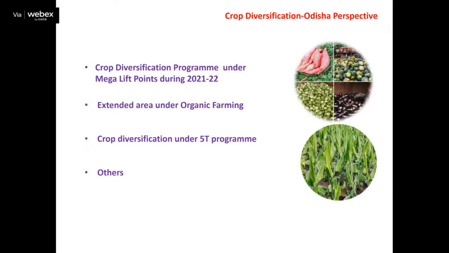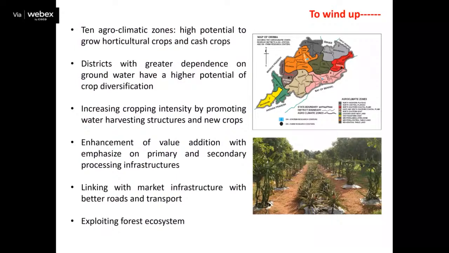Next, in Odisha, if you consider the main objective, we have 10 agroclimatic zones starting from the high altitudes to the low valley crops. So there is a huge potential for growing various horticulture crops and cash crops. And we have districts with higher dependence on groundwater, so there is higher potential for crop diversification. And our government is trying very hard to develop post-harvest primary and secondary infrastructure to give a boost to value addition, emphasizing post-harvest. And we are linking with market infrastructure, roads and transport, and we have a huge potential of forest ecosystems, and there we can use horticulture as a diversification.